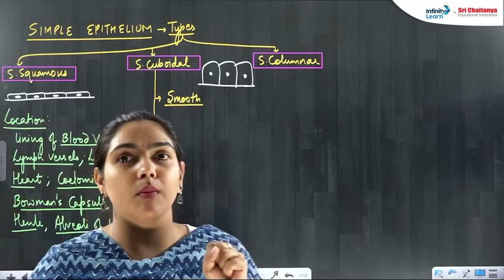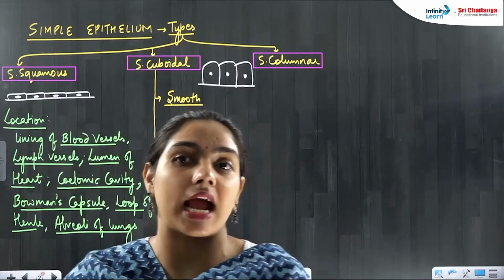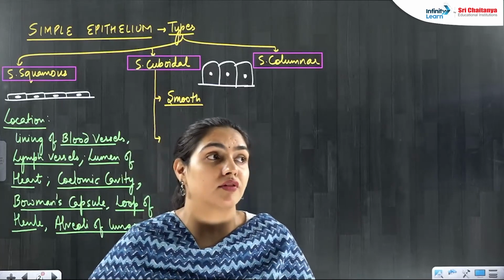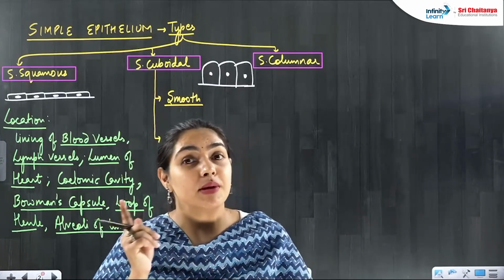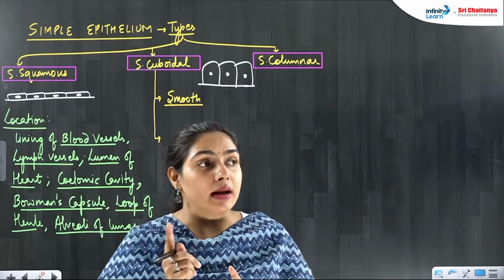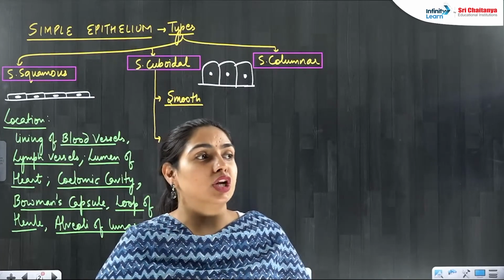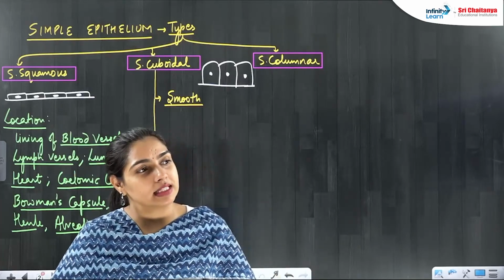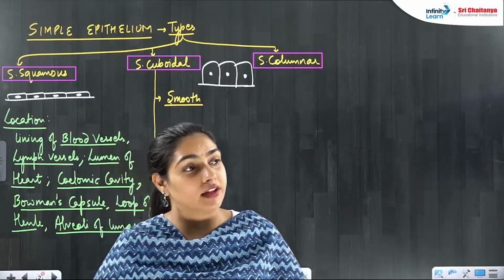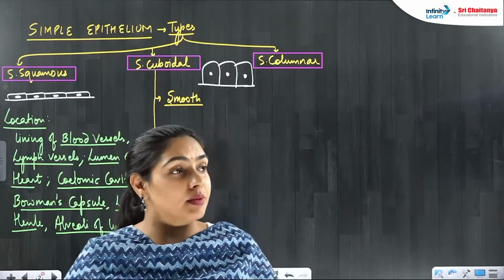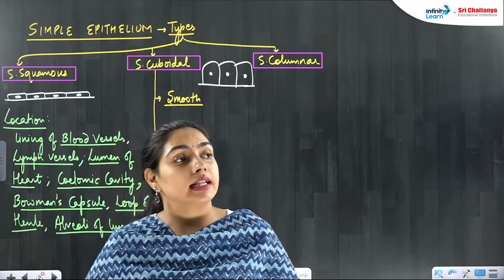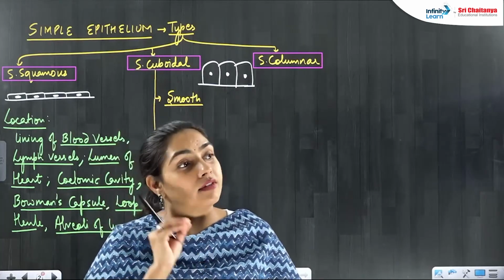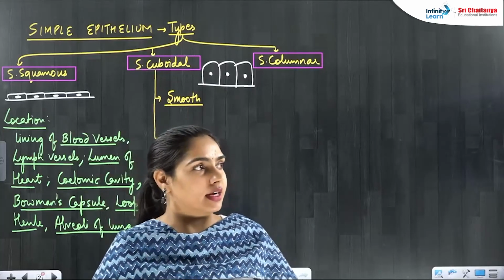Do you remember the modifications? Yes, everyone, tell me in the chat section quickly if you remember the modifications. What can be present over the cube-like cells and the columnar cells? Which type of modifications can be present? Yes, villi can be present. That is not villi, beta, that is microvilli. Okay, villi is different, microvilli is different.